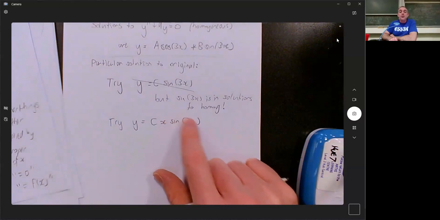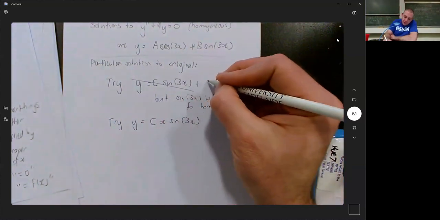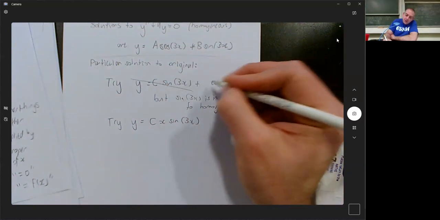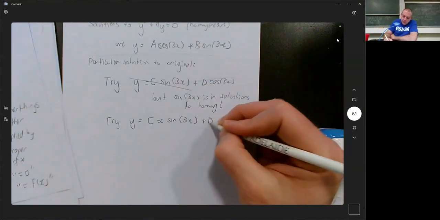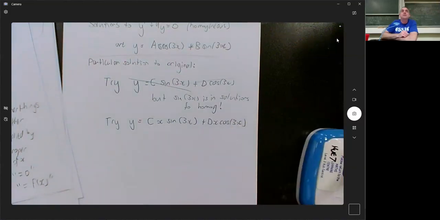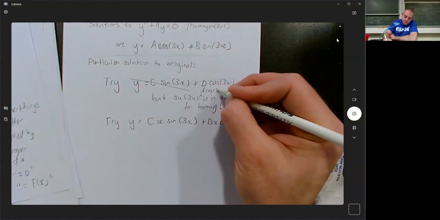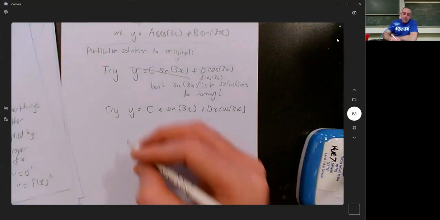But I also have to include all the derivatives of this. So I would have used back here the derivative of the sine of 3x, which is 3 cos of 3x, and I'd use a different coefficient. I can't use either of those, so I'm going to have to multiply them by x. Like that. And so I will try it.